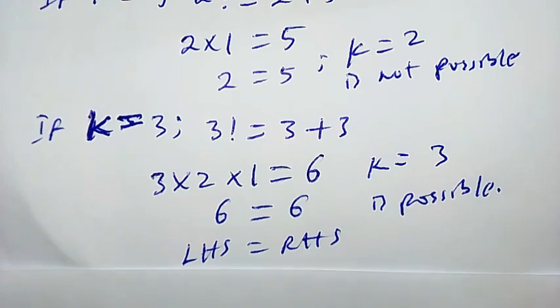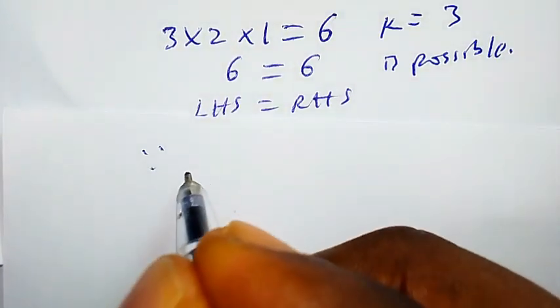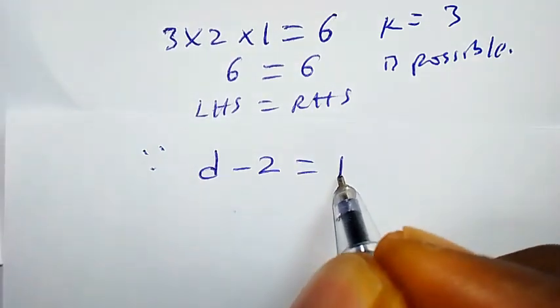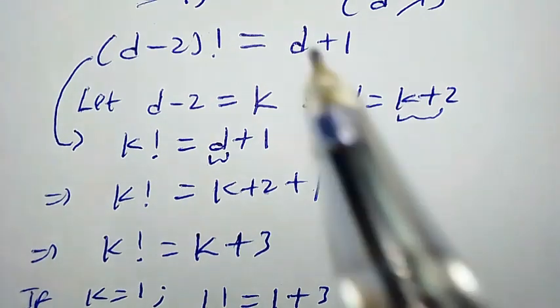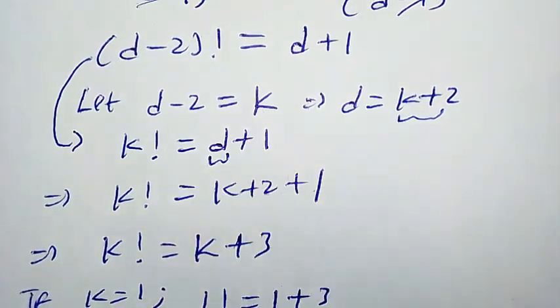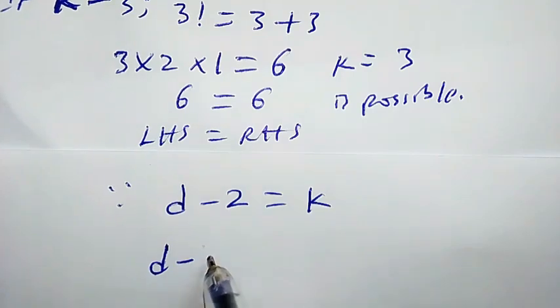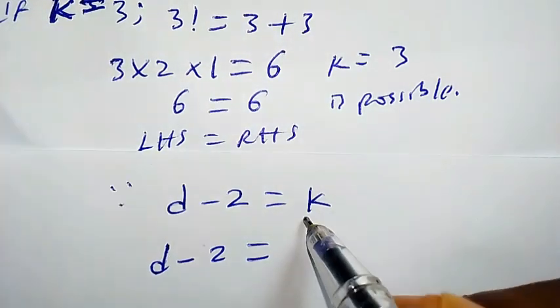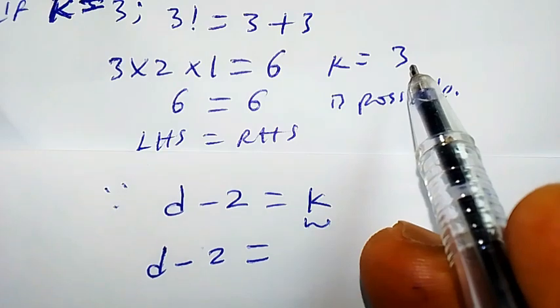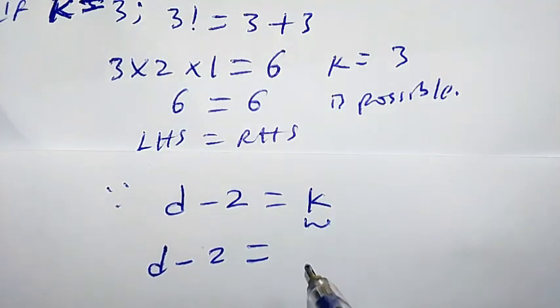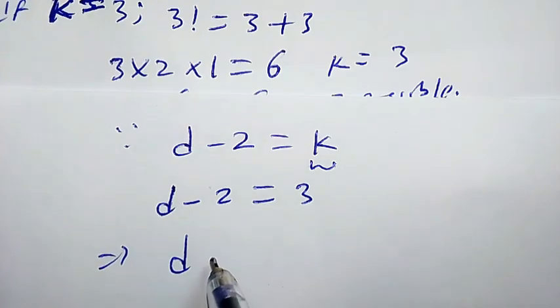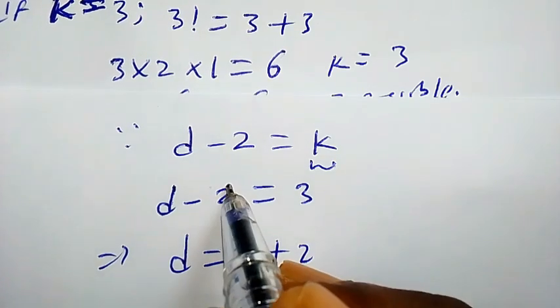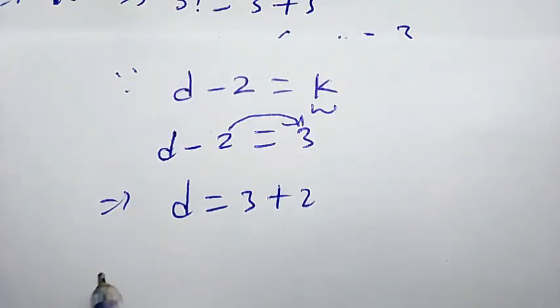Let us proceed further. Since d minus 2 is equal to k, our assumption here, d minus 2 equals k. So let us continue. d minus 2 is equal to, what is k? Our k is equal to 3. That is the possible case. So we have 3. This implies that d equals 3 plus 2 when 2 comes to the right side. Therefore, our value of d is equal to 5.